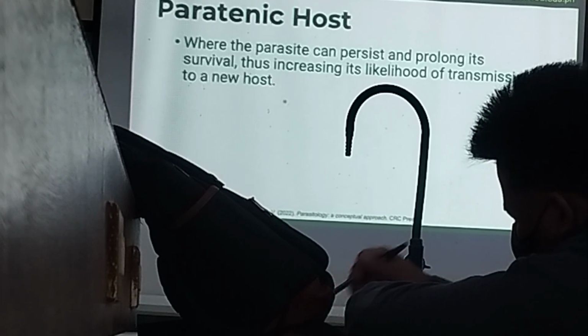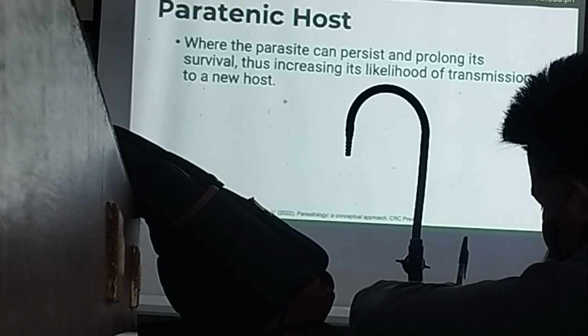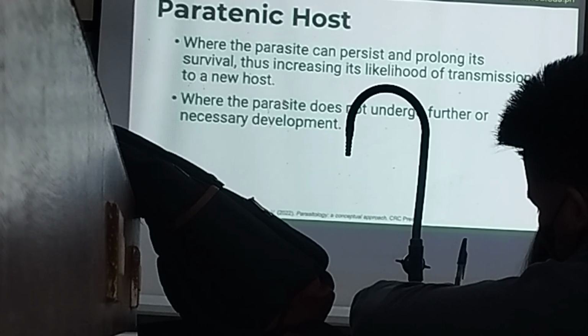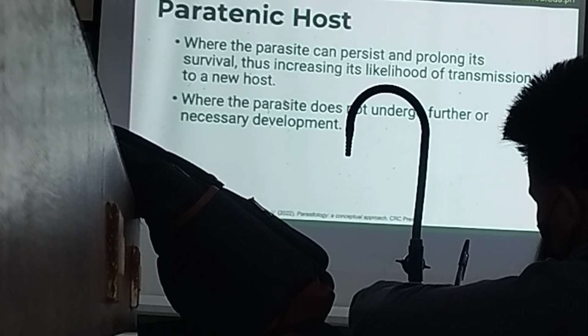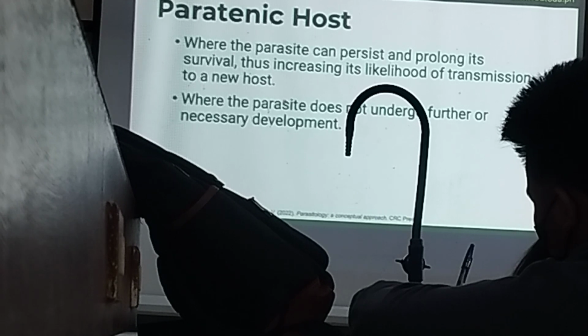paratenic host. By definition, it is where the parasite can persist and prolong its survival, thus increasing its likelihood of transmission to the new host. However, a paratenic host is a host where the parasite does not undergo further or necessary development. So it's just inside, but it's not developing. But it's alive. Sometimes it's encysted, that means encysting inside the muscle. So a paratenic host is something like a safe haven for the parasite.